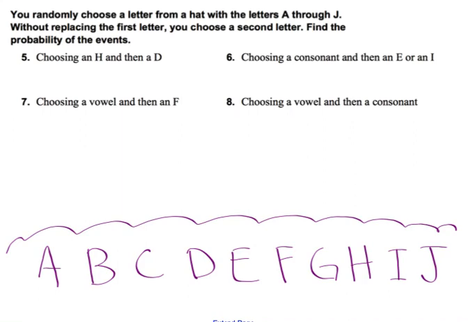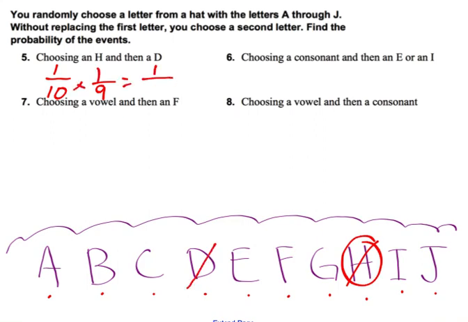Okay, choosing an H and then choosing a D. I'm going to choose the H, and now it's gone. There's 1, 2, 3, 4, 5, 6, 7, 8, 9, 10 options. 1 out of the 10 options are H. And then I'm going to choose a D. Well, the H is no longer available, so there's only 9 options now. And if I pick the D, there's only one of those. So the probability of picking an H and then picking a D is 1 out of 90. Okay, next one.